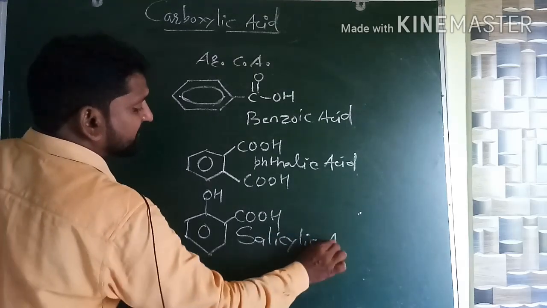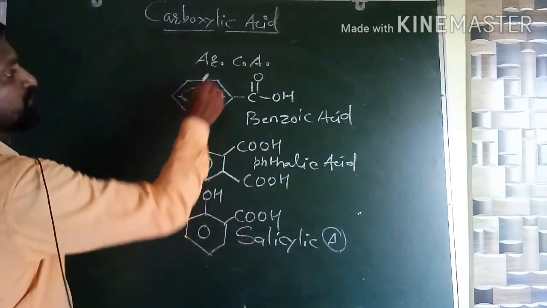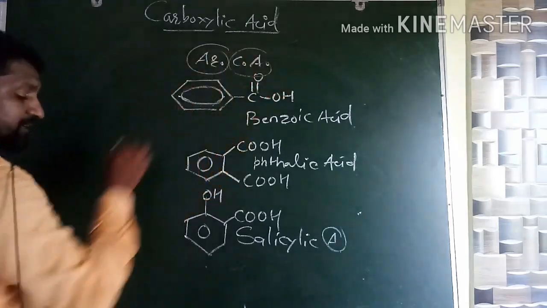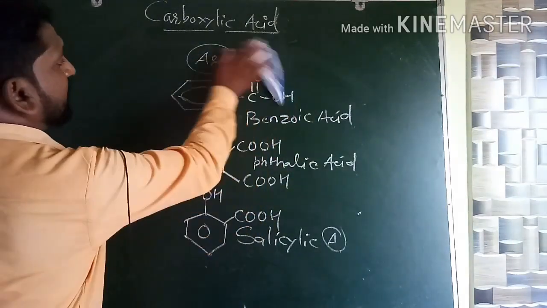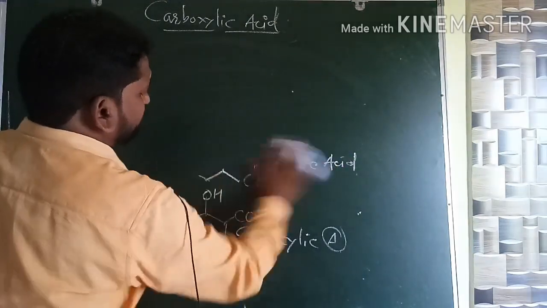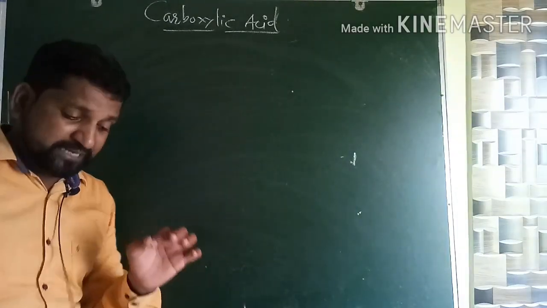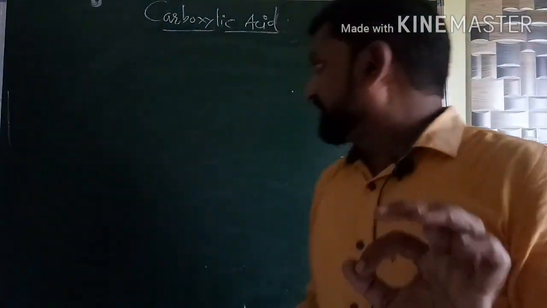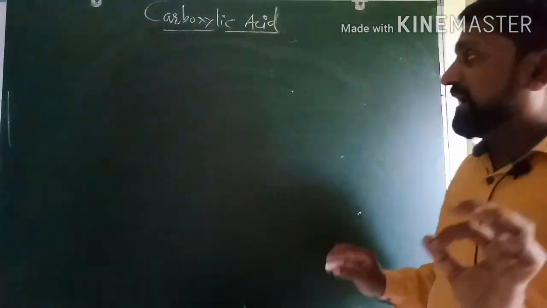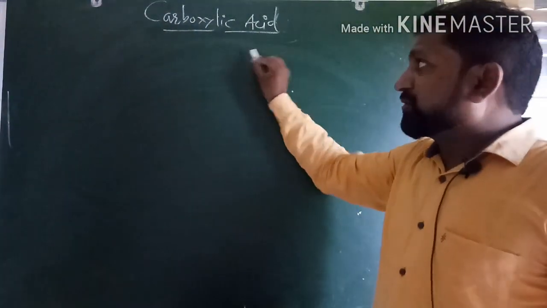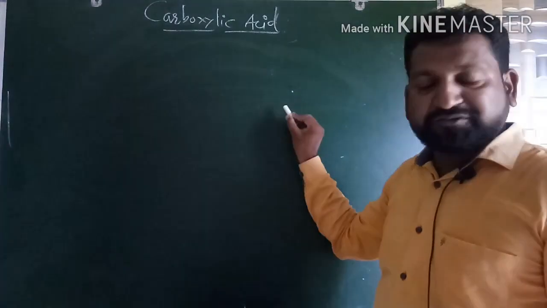Salicylic acid and so on are examples of the aromatic carboxylic acids. Okay, now everybody see here. Sometimes such a type of question can be asked for 2 marks: give the classification of the carboxylic acid. So simply, aliphatic carboxylic acid and aromatic carboxylic acid.